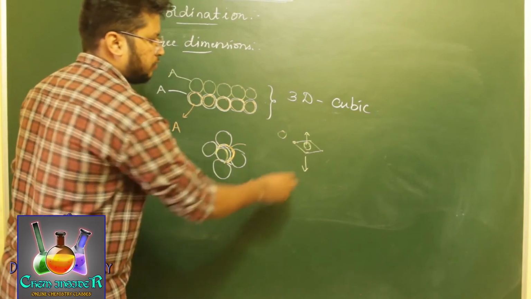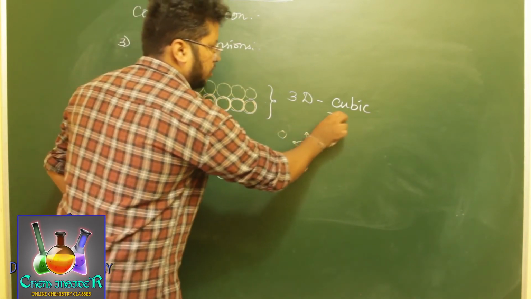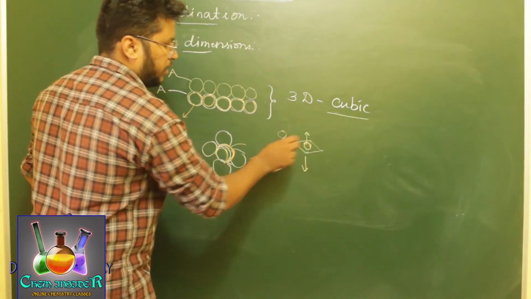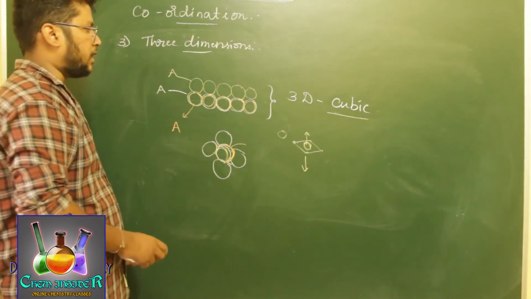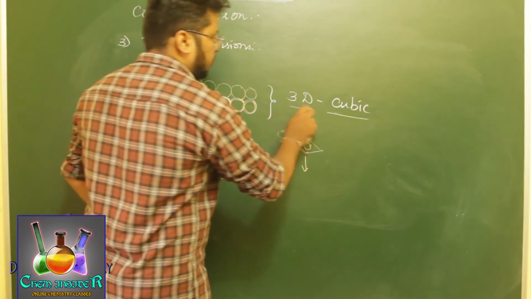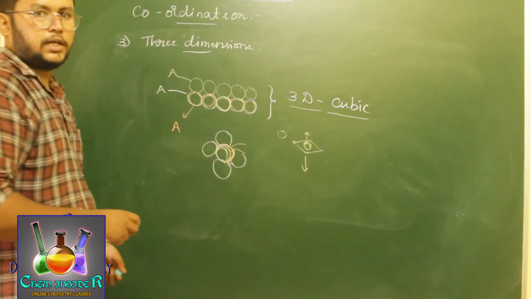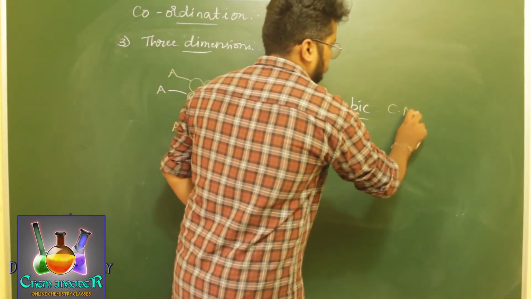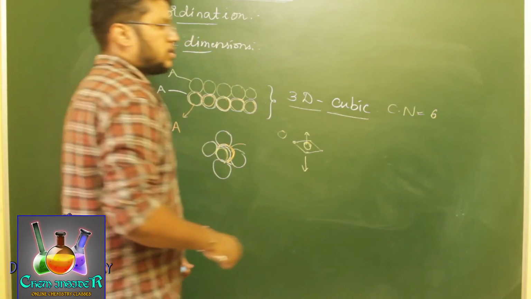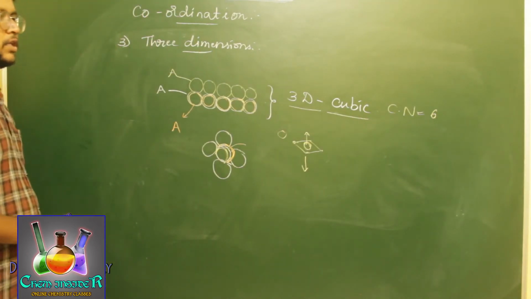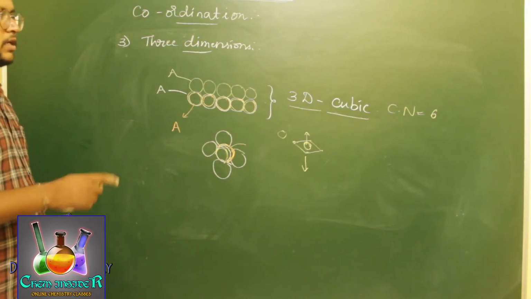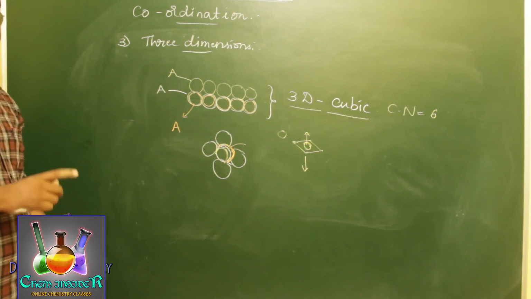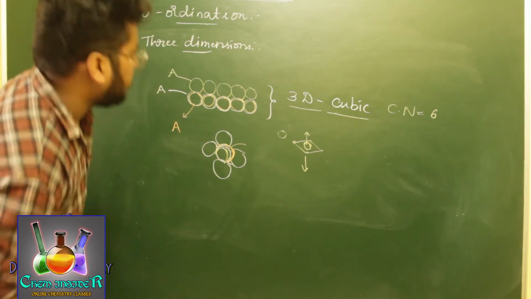So therefore each atom present in a cubic arrangement has 6 atoms present surrounding it. It has 6 neighboring atoms. Therefore coordination number for three-dimensional cubic arrangement or square arrangement of A type is 6. Okay, so coordination number for three-dimensional cubic or square arrangement is 6. Understood? So this is about the three-dimensional arrangement of square, 2D square or 3D cube.